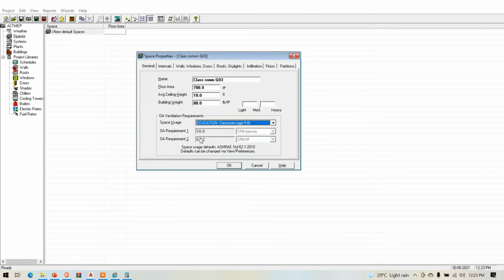Then automatically you are going to get the OA requirement, that is CFM per person and CFM per feet square. In your manual load calculation we will calculate these two based on ASHRAE 62.1 standards. CFM per person, how much fresh air we require, and CFM per feet square, how much fresh air we require. These are the fixed values. By default you are going to get them from ASHRAE standard 62.1 2010, because before we selected 2010, right? It takes the updated values from the handbook over here.